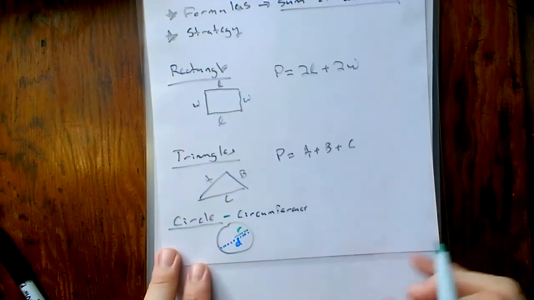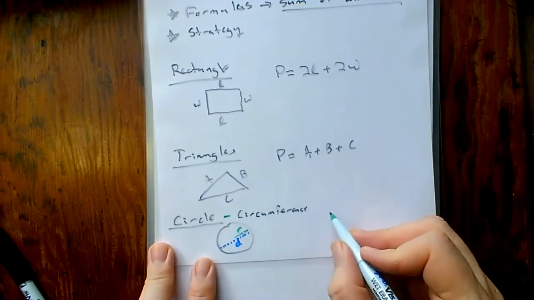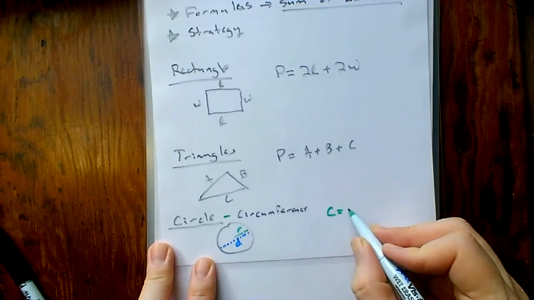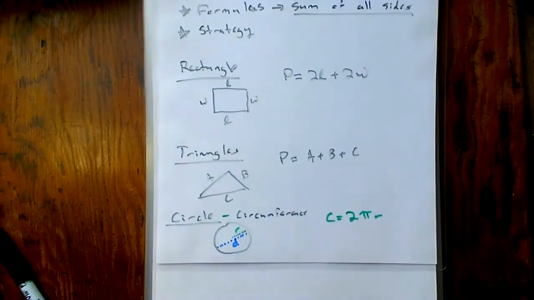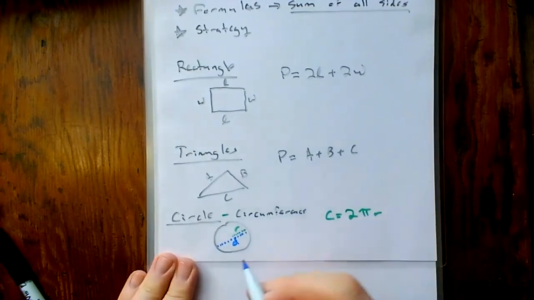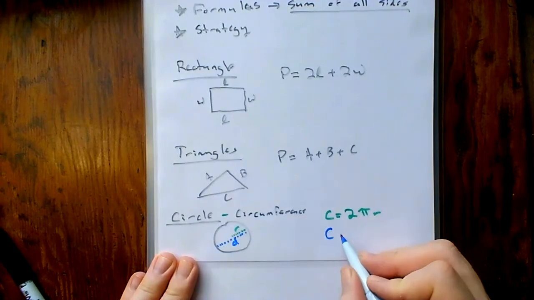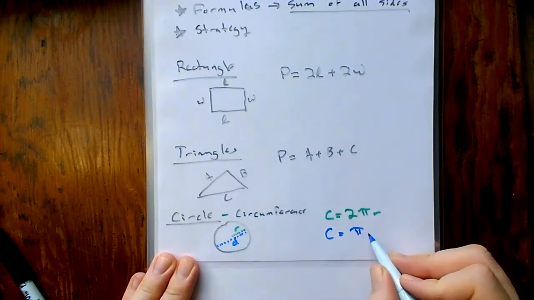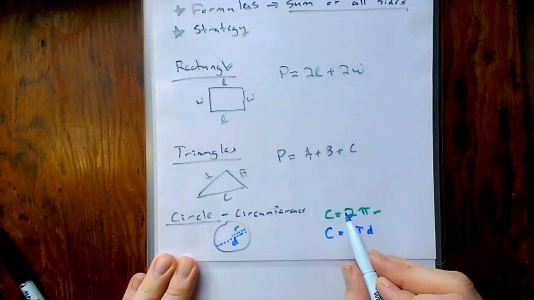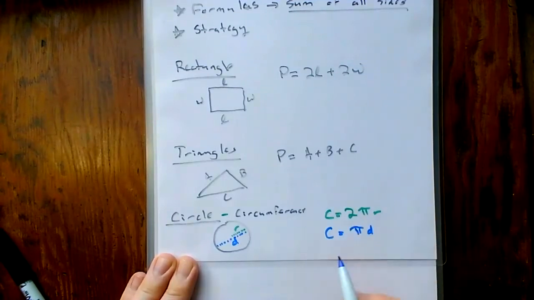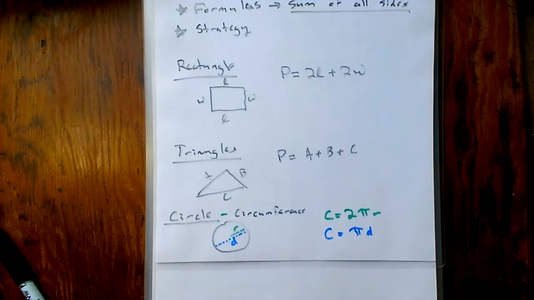We've got a couple things here. My circumference can be either 2 times pi times the radius, or I could also say that my circumference is equal to pi times the diameter. Now I'm going to note here that the diameter is just twice the radius. So essentially these are the same sort of thing anyway.